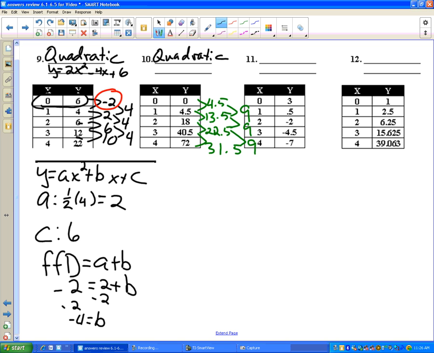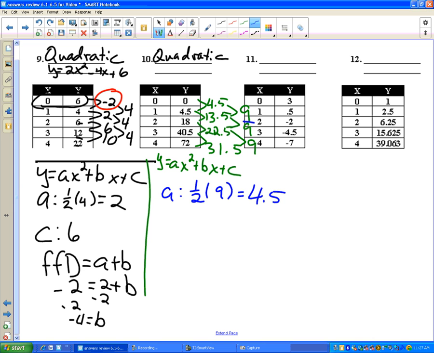y equals ax squared plus bx plus c. So I do the same thing. My a is half the second difference. So a is 1/2 of 9, which is 4.5. I always do c next. My c is y when x is 0, so that's 0.